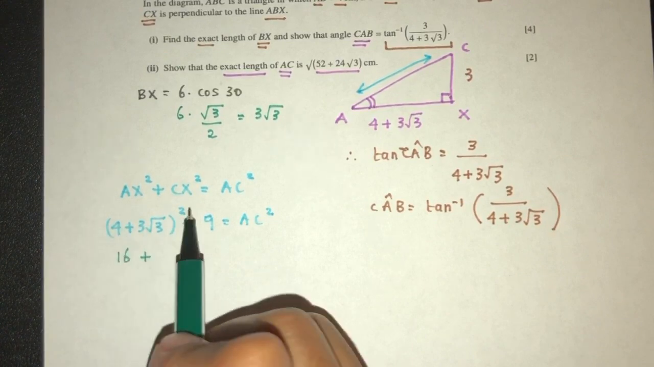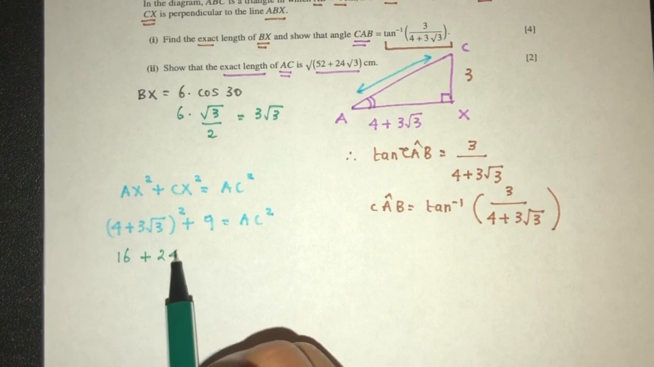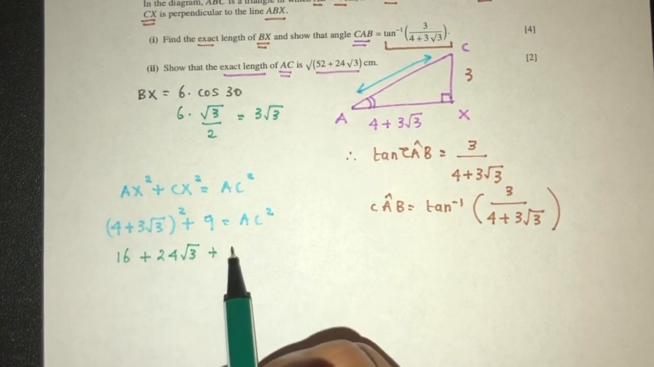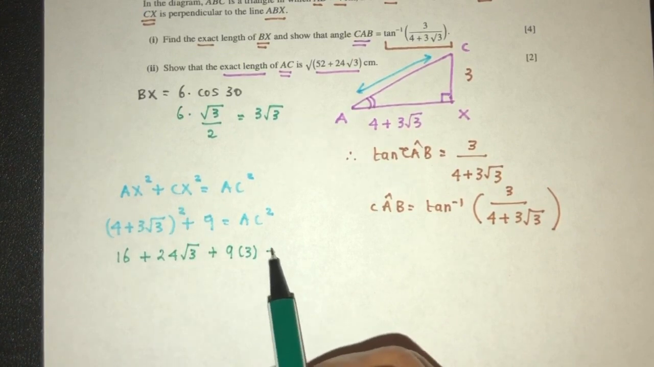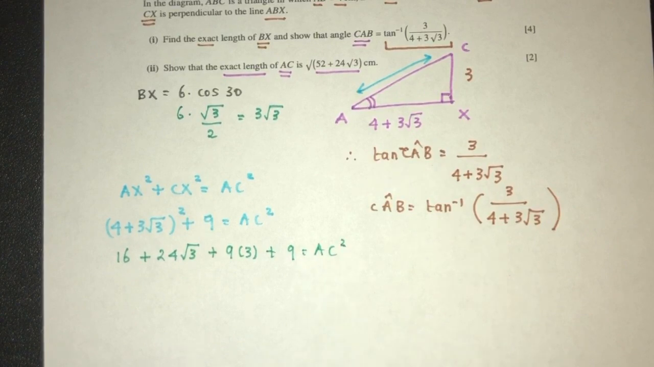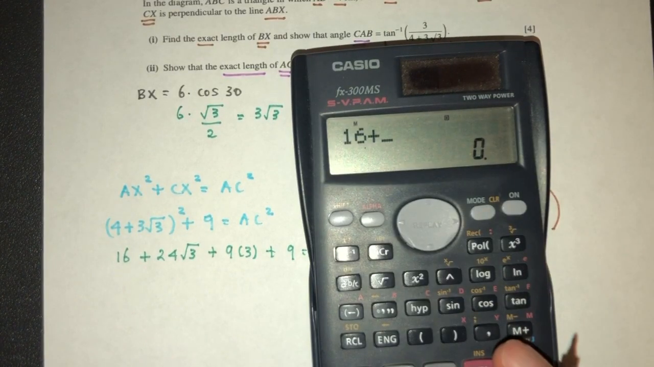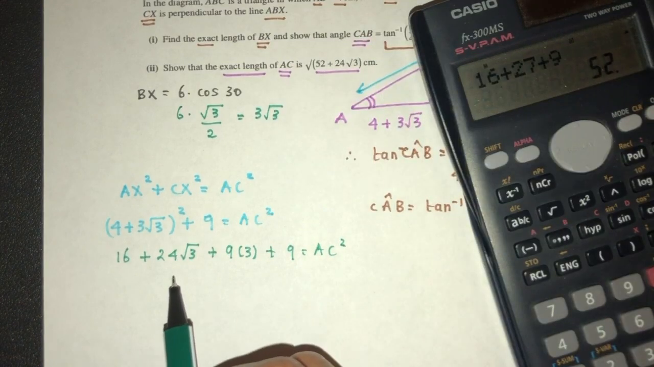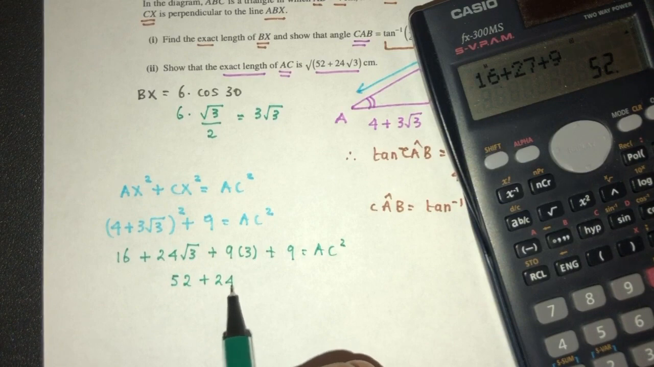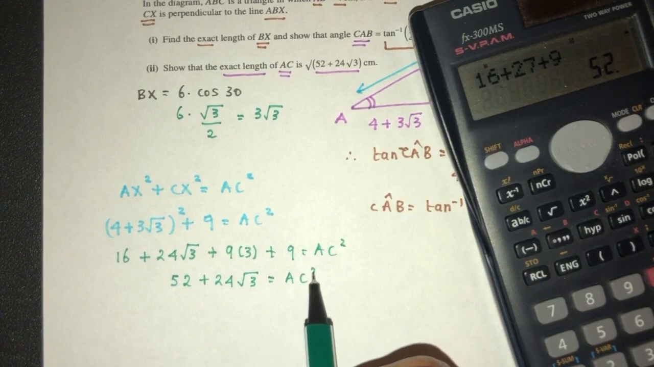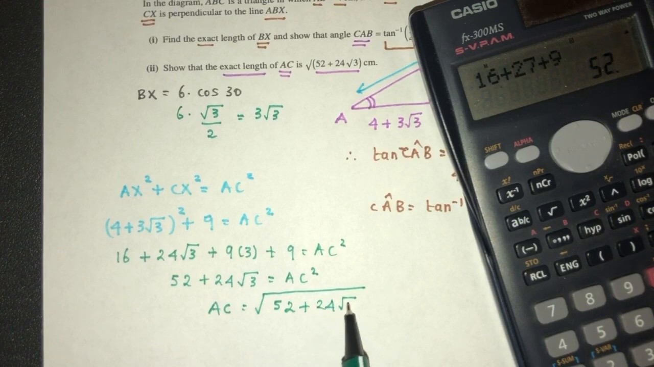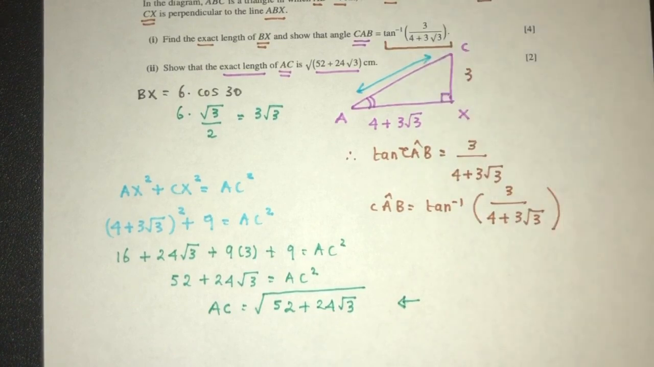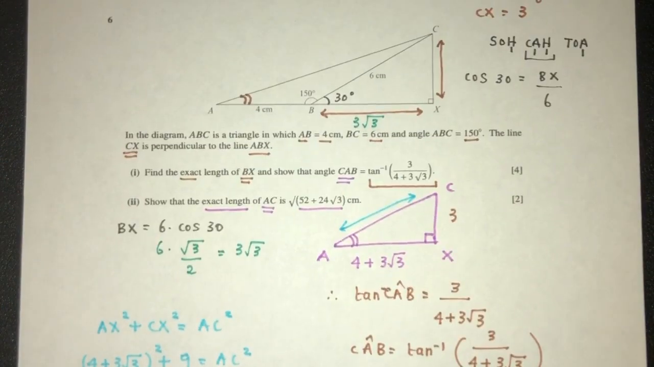Simplify, you will have 16. 2 times 4 is 8, 8 times 3 is 24. And then plus 9 times 3, so 3 squared is 9, root 3 squared is 3, plus 9. That should be AC squared. Simplify, 16 plus 27 plus 9, that should be 52 plus 24 root 3. AC squared. So AC will be the root of 52 plus 24 root 3. Okay, so that will be the question that we have in relation to trigonometry.